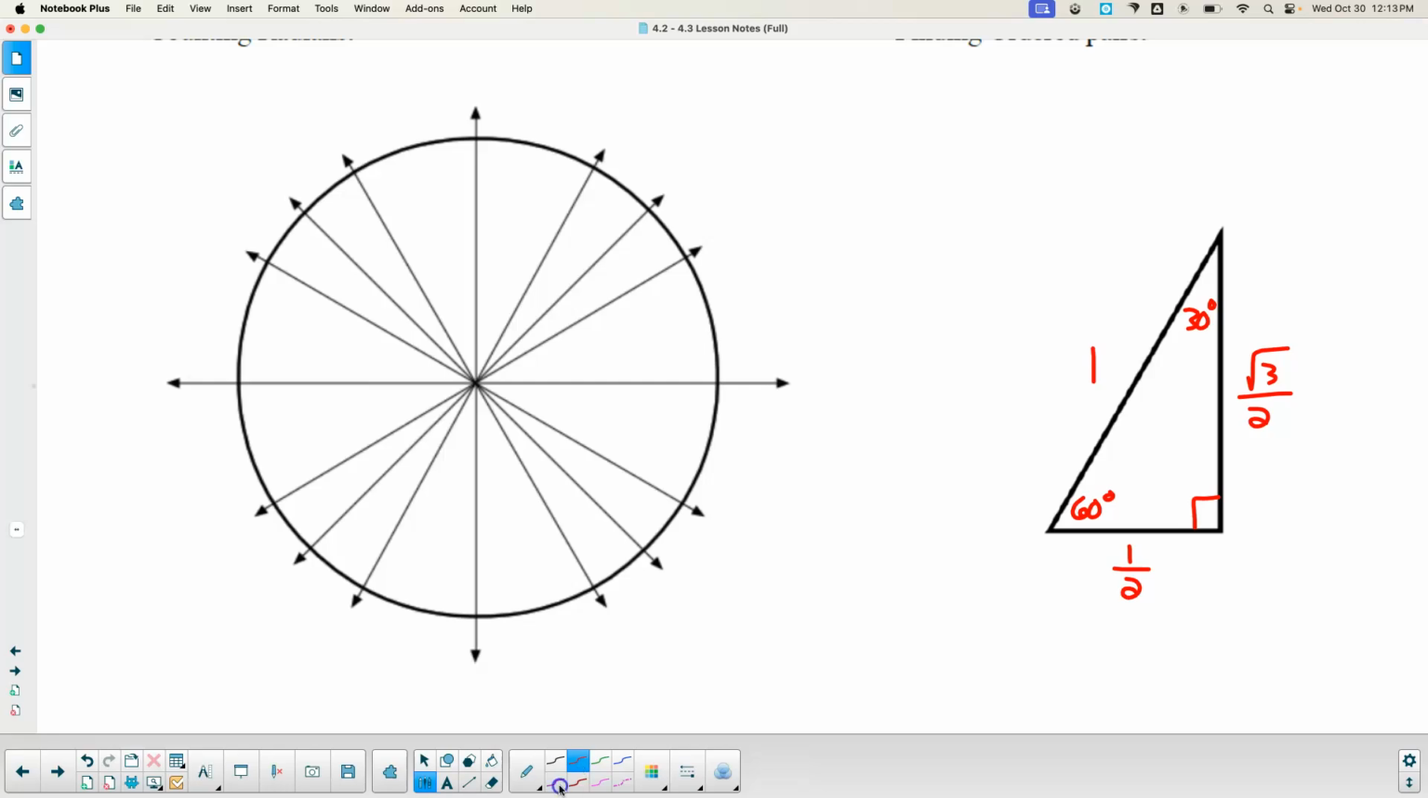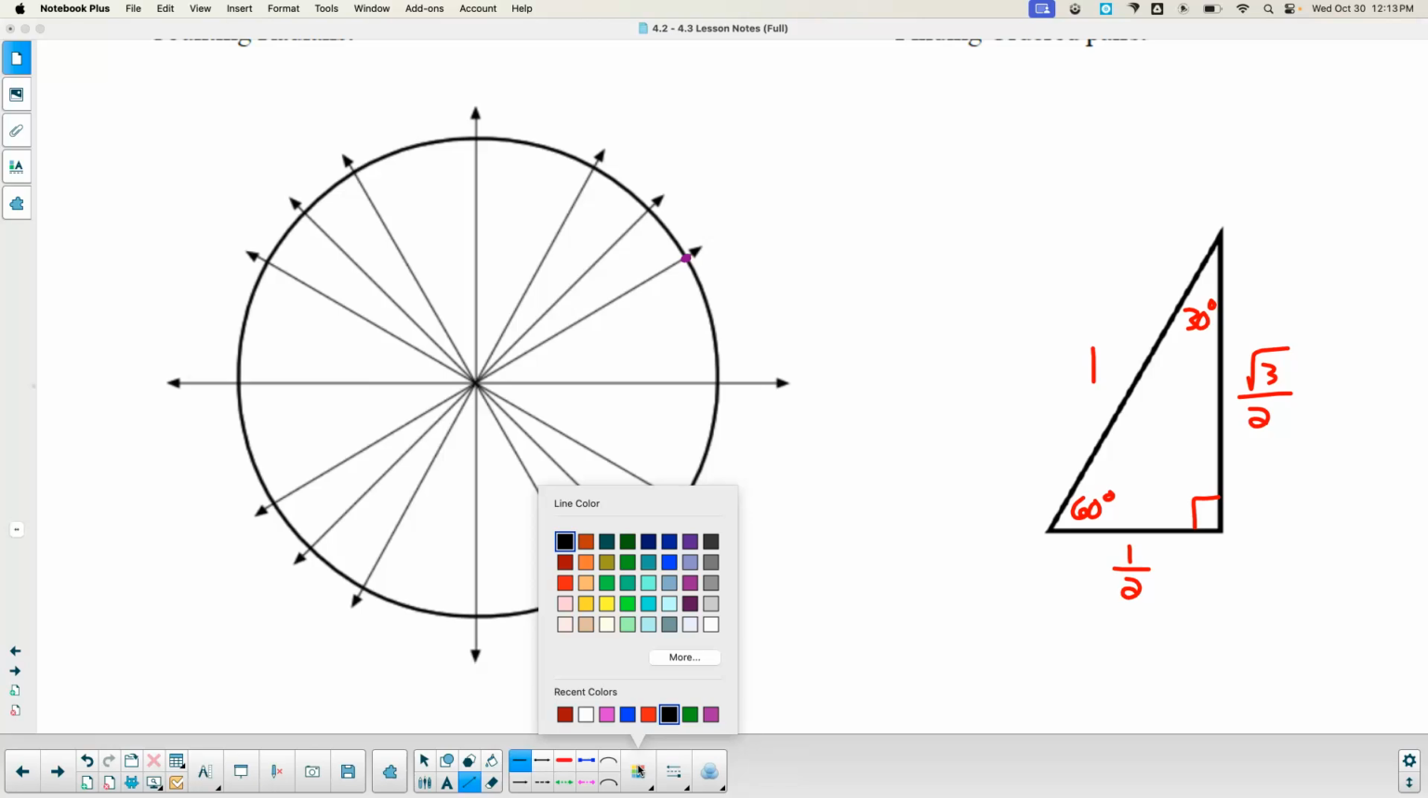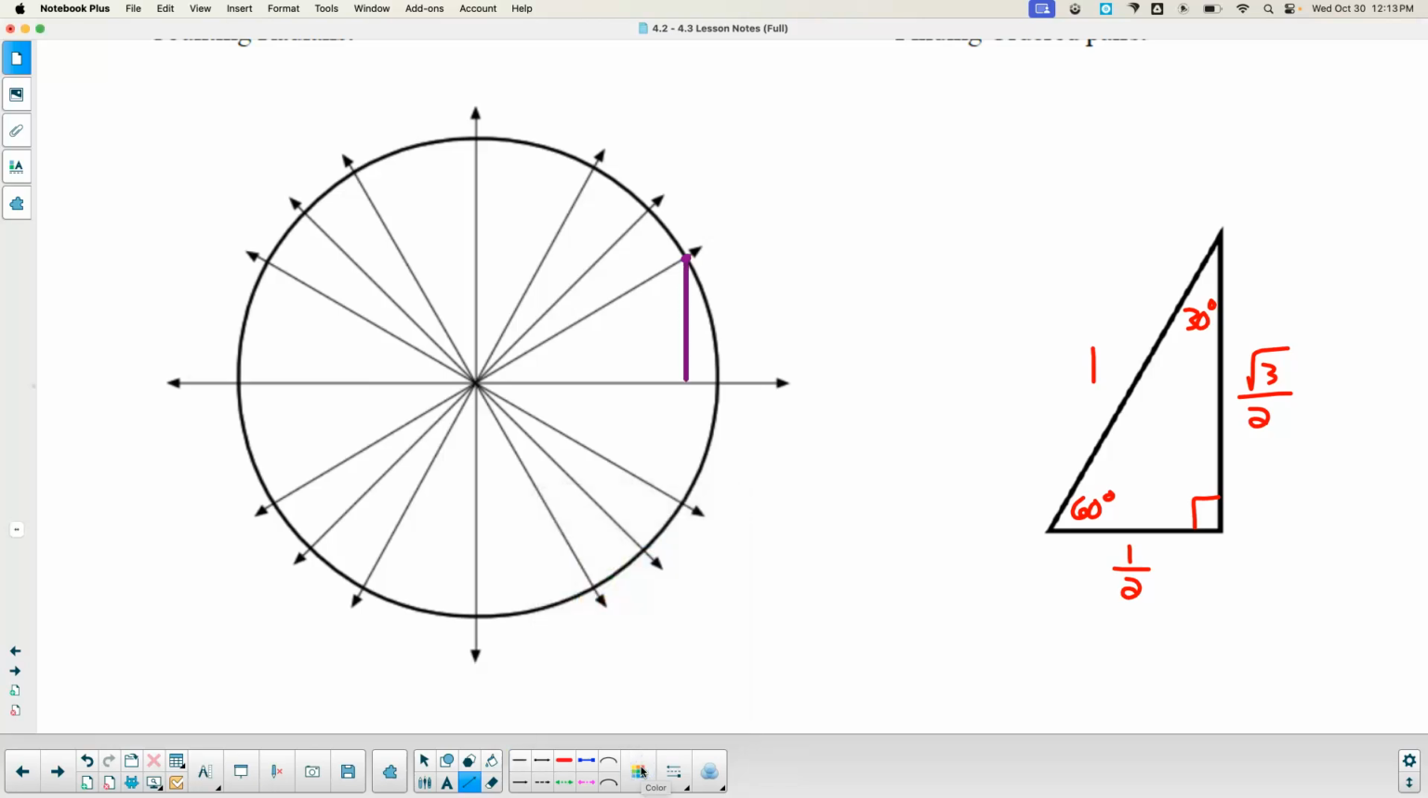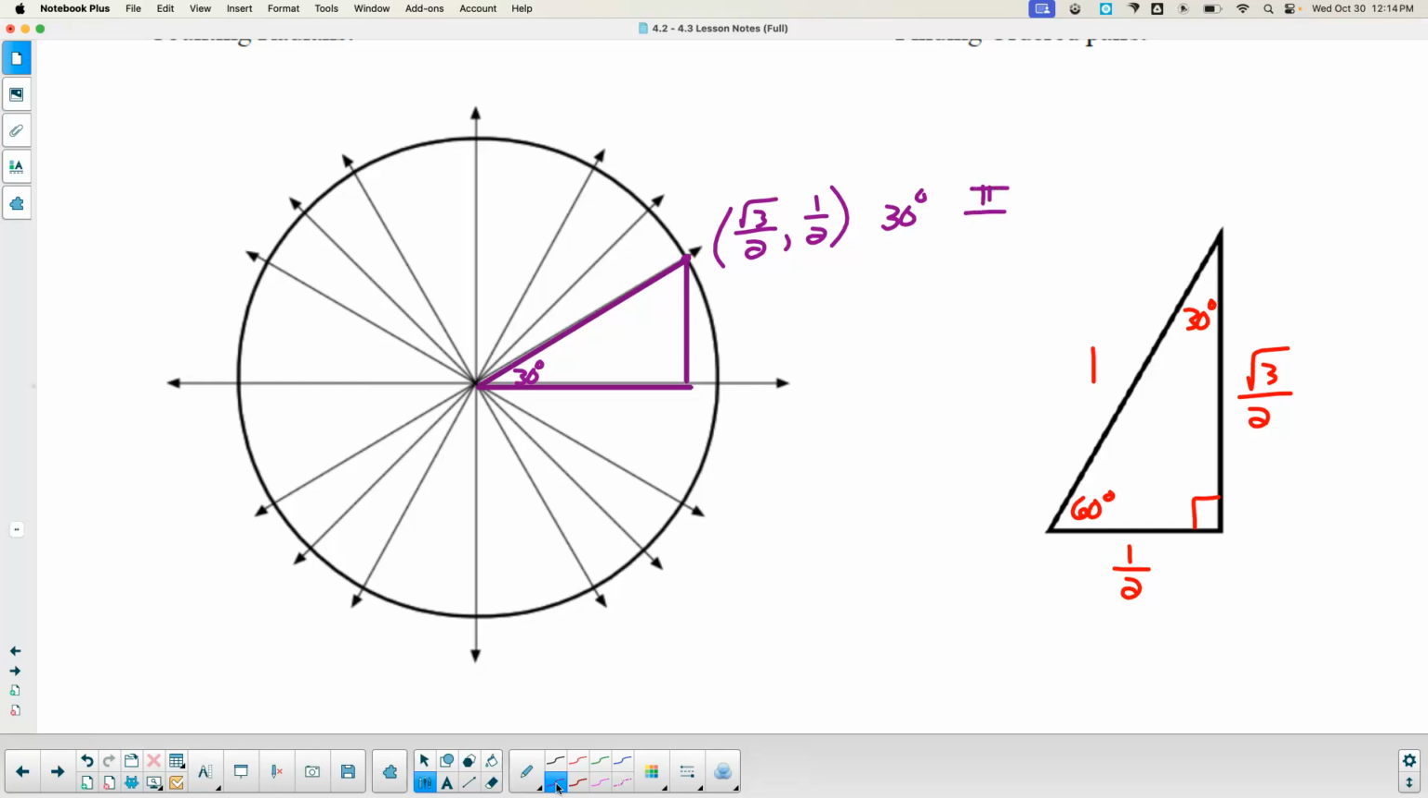So now, if I go to this point right here, there is my triangle. That would make this be the 30 degree angle there. So what would the coordinates be of this point? Root 3 over 2, comma 1/2. It would be 30 degrees. 30 degrees, if I convert it to radians, is π/6.